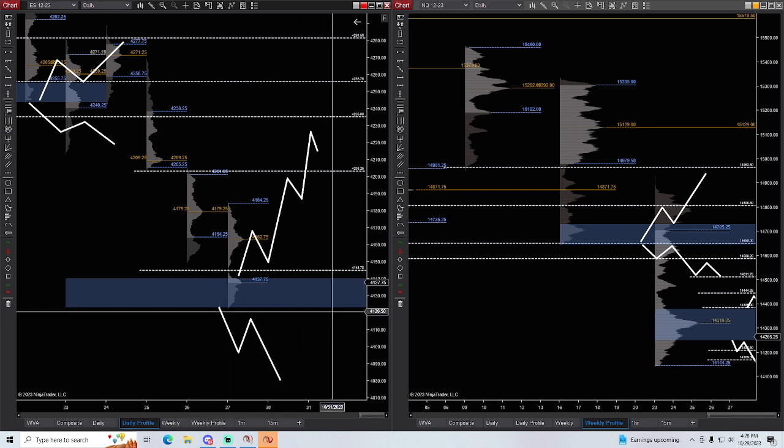So again, I'm going to wait for the market to open here in about 30 minutes and see what MGI gets created from the overnight session, and we can fine tune our analysis tomorrow morning.